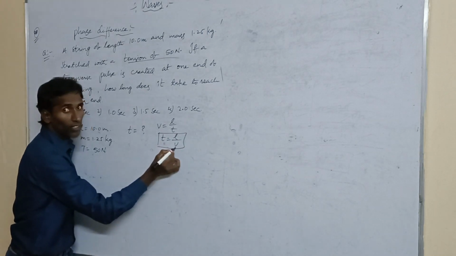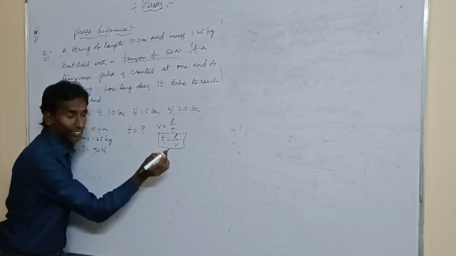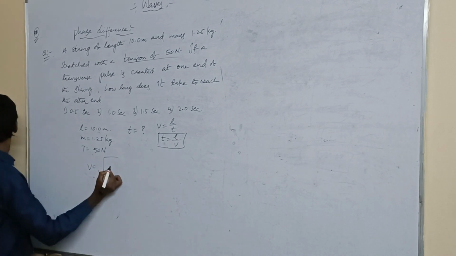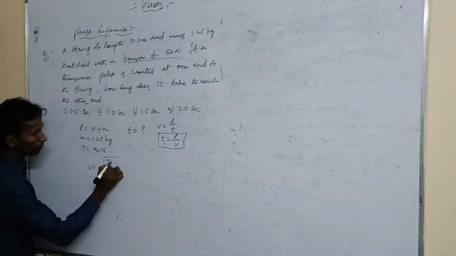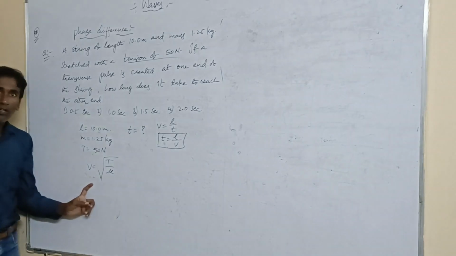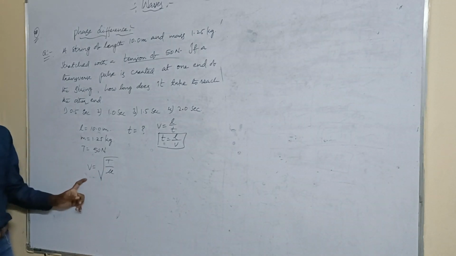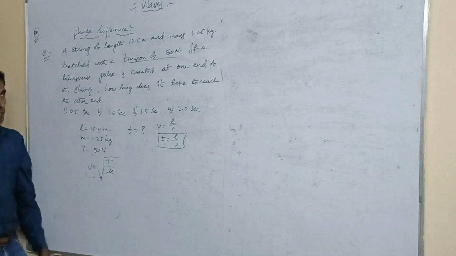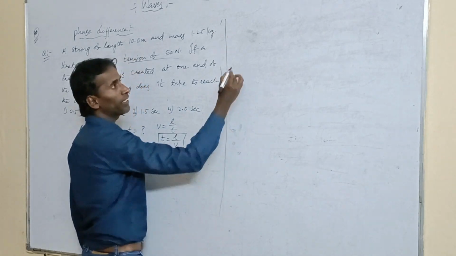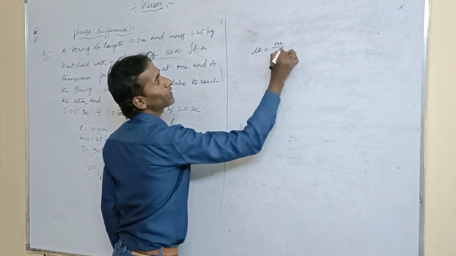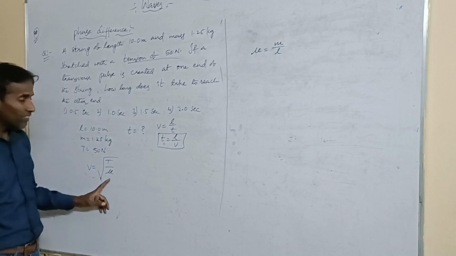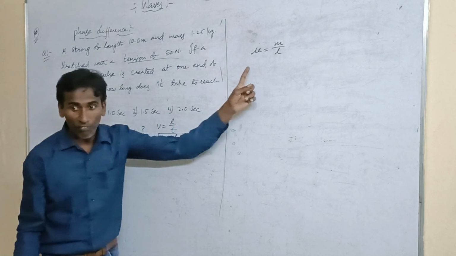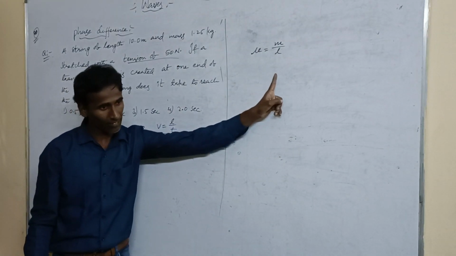We have to take this formula, sir. In that formula, which one don't we know? Velocity. So first of all, what is the formula for velocity? V is equal to under root of T by mu. This is the velocity formula. In that, which one don't we know? Mu also we don't know. So how can we find it? Mu is mass per unit length. Mu means the linear mass density of the wire, which is mass per unit length.